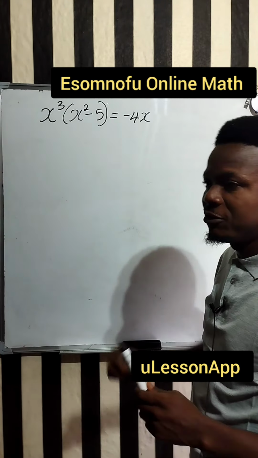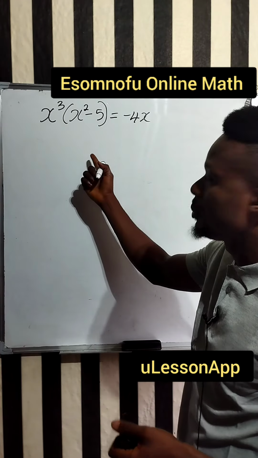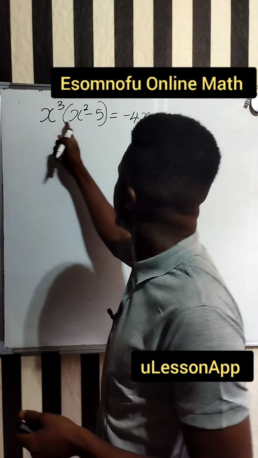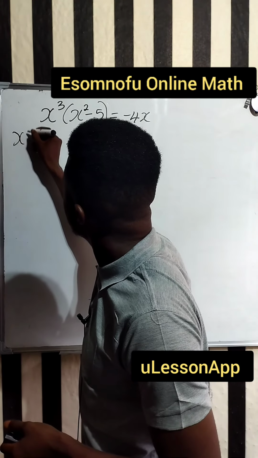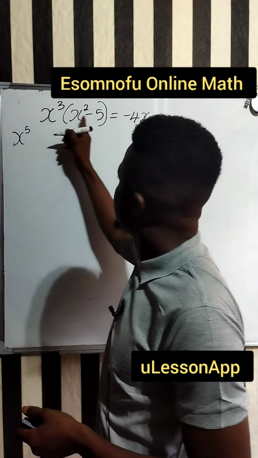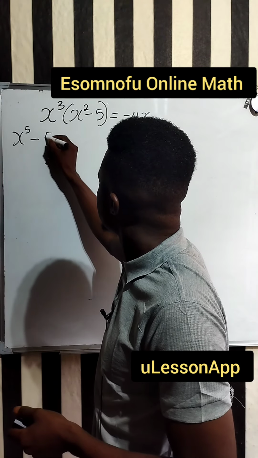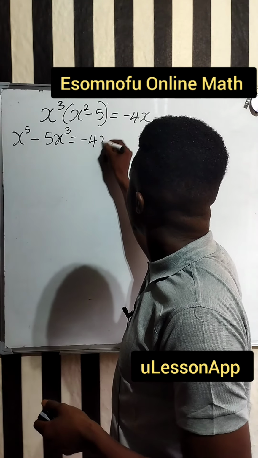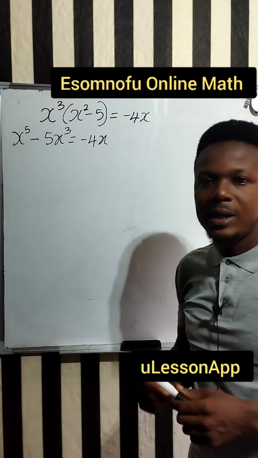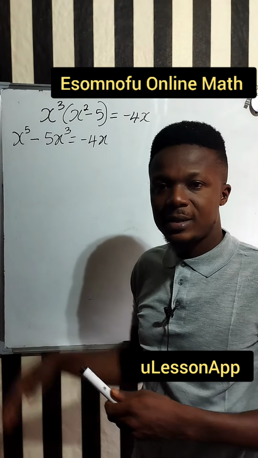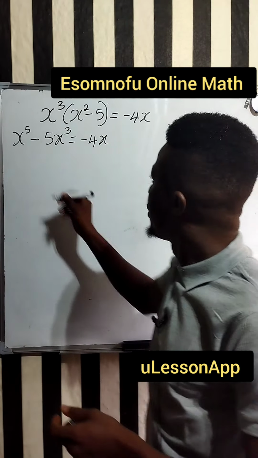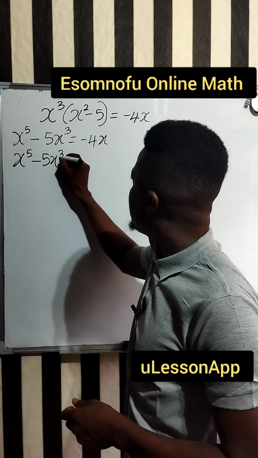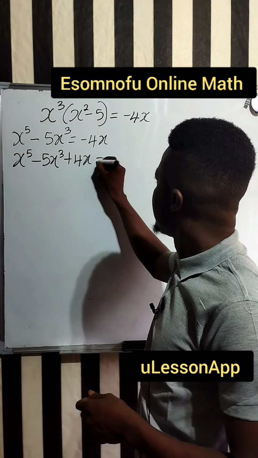To solve this kind of problem, the best thing to do is to open up the bracket, by using this to multiply everything in the bracket. So x cubed times x squared will give us x to the power of 5. X cubed times minus 5 will give us minus 5x cubed, equal to minus 4x. Now you can decide to bring the minus 4x to the right hand side so that it will turn into a plus. So we shall have x to the power of 5 minus 5x cubed plus 4x is equal to 0.